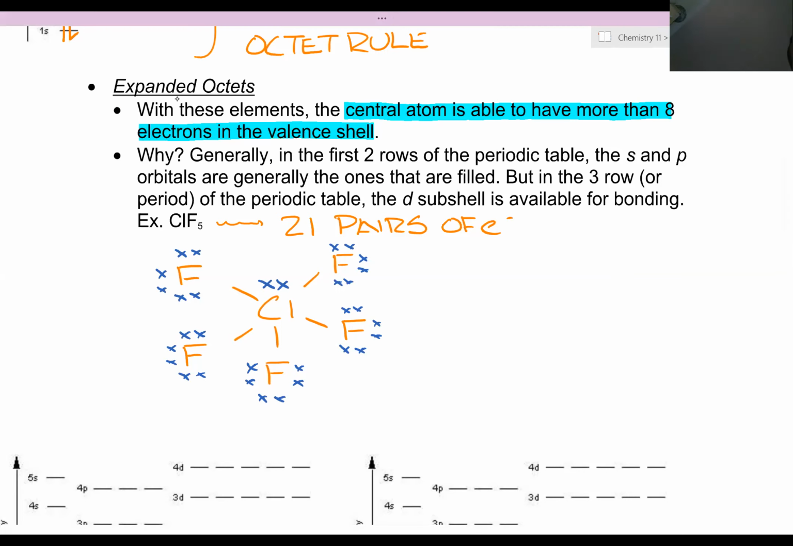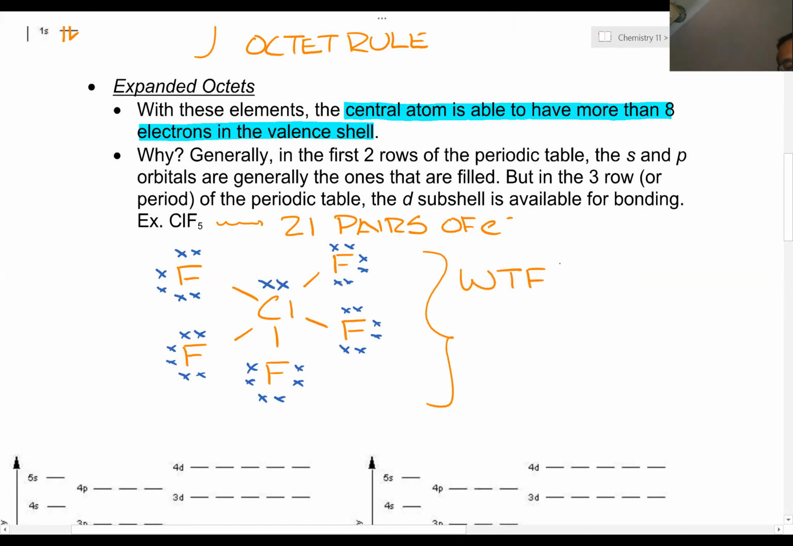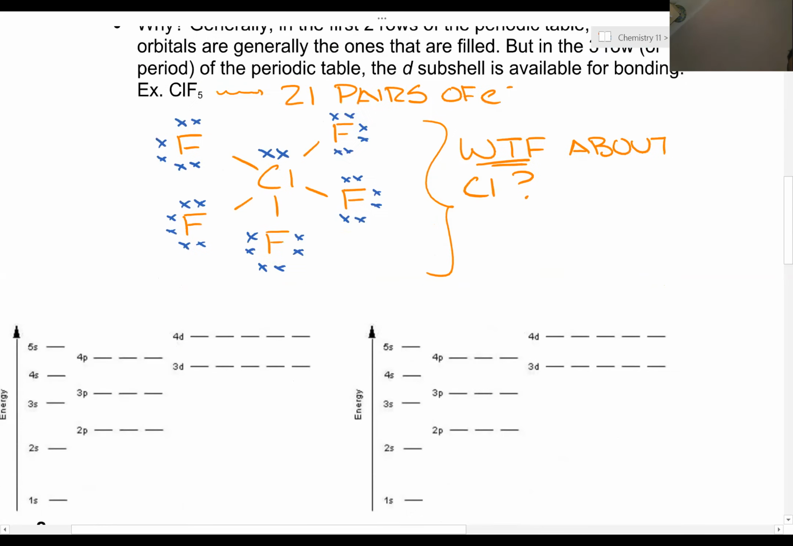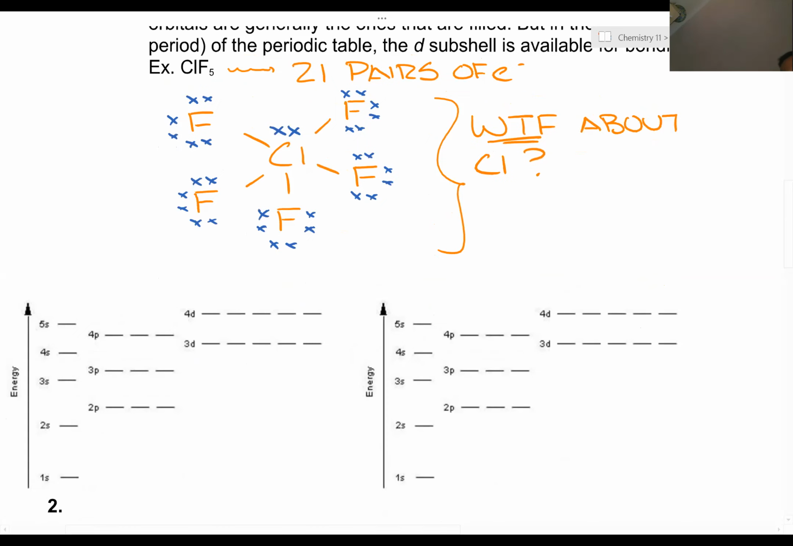So the question is, what's the deal about Cl? Why is chlorine able to have more than 8 electrons? Okay, and again, we're looking at the central atom. So it has to do with the electron configuration of chlorine versus, let's say, fluorine.